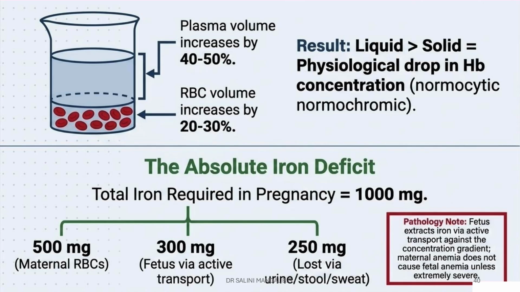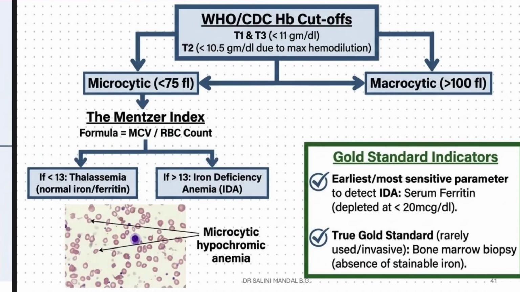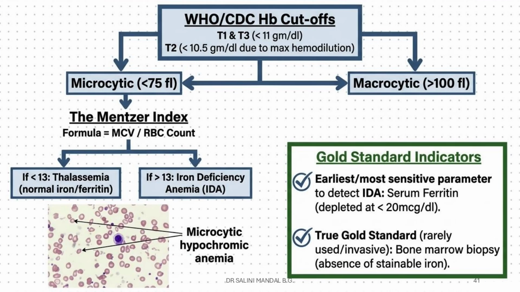See, basically, before that, let us talk about the iron deficit. Total iron required in pregnancy is 1000 milligram, in which 500 goes for maternal RBC, 300 for the fetus via active transport, and 250 nearly is lost via urine, stool, and sweat. So just remember. Now what exactly happens is that there can be two types.